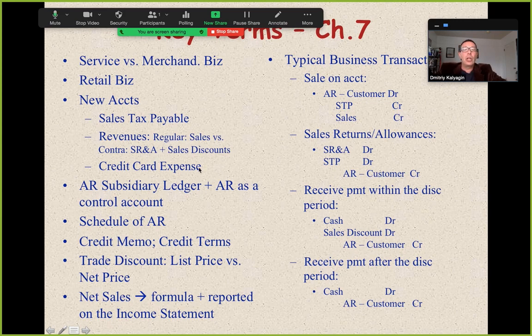And we also talked about credit card expenses. We worked on the accounts receivable subsidiary ledger and prepared the schedule of AR. We talked about trade discounts, list price versus net price. We talked about how to calculate net sales on the income statement, which is simply sales minus SRA minus sales discounts.